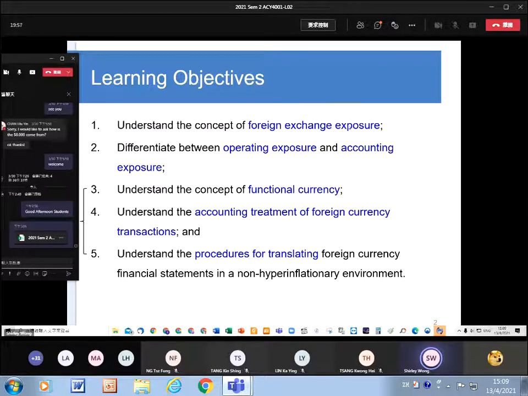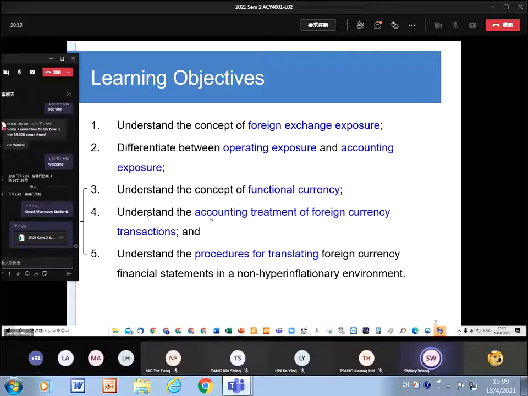For foreign exchange exposure, we will divide it into 2. One is called operating exposure and one is called accounting exposure. For our module, we will only focus on the accounting exposure. We will ignore the operating exposure. Third, we will talk about the concept of functional currency. I will introduce to you the concept of functional currency.